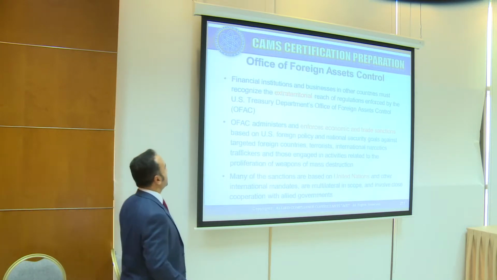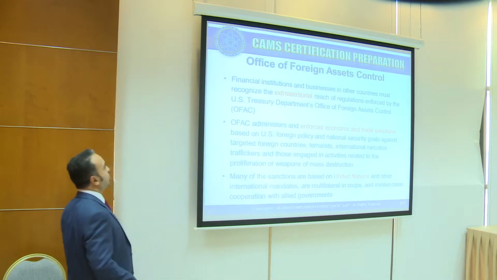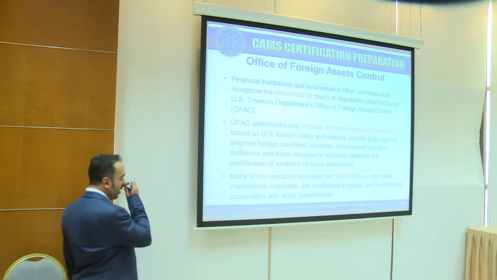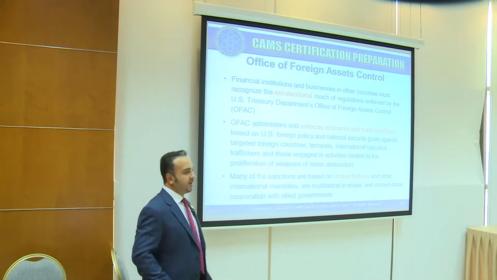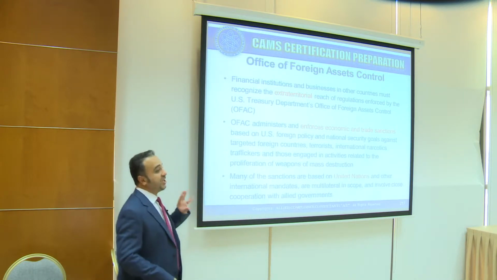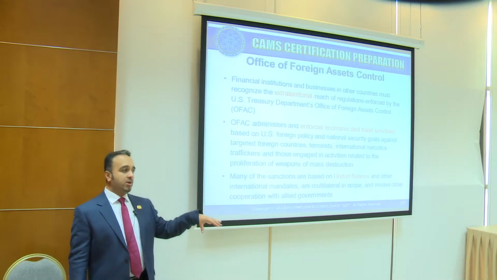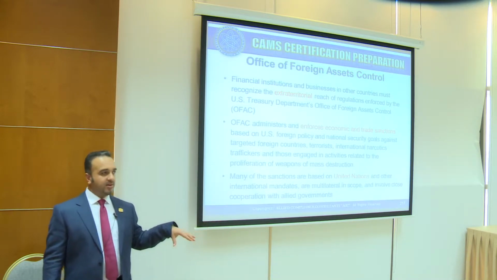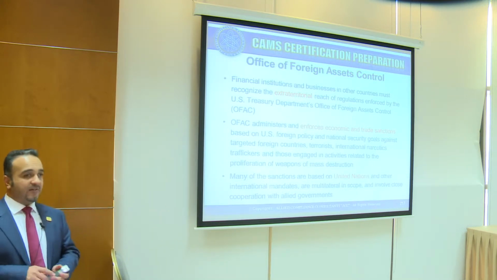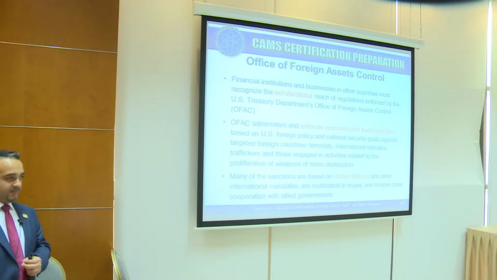Financial institutions and businesses in other countries must recognize the extraterritorial reach of regulations enforced by the U.S. Department of Treasury, Office of Foreign Asset Control. See, how did they call it? The extraterritorial reach. That means, although we are sitting there in the US, we are reaching you here in your territory. And that's again supporting the Section 317, which is the US long arm law. We have a very long arm to come and reach you wherever your territory is.